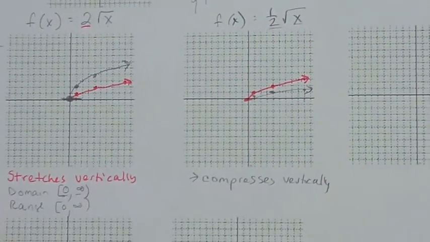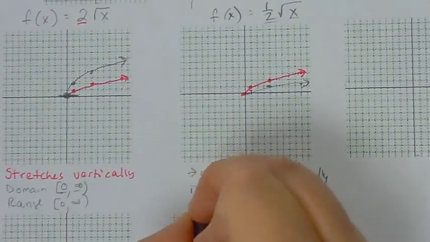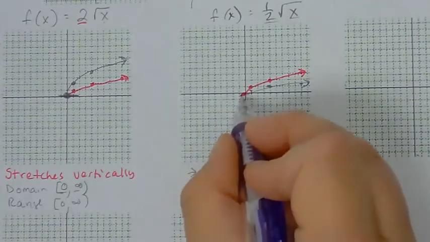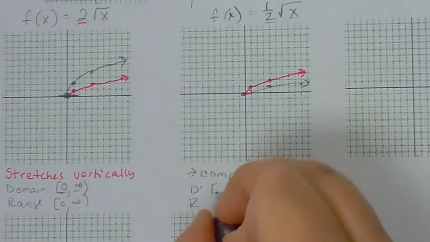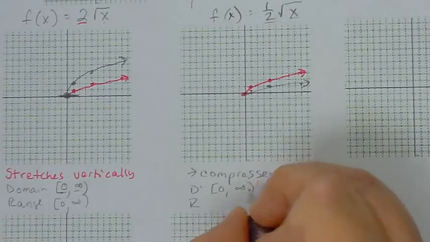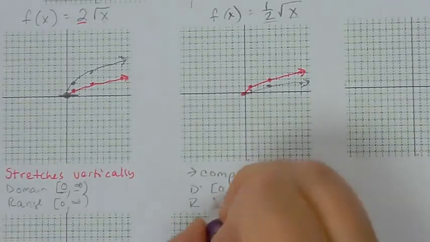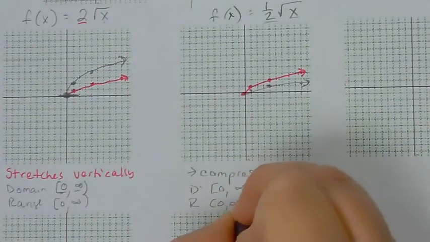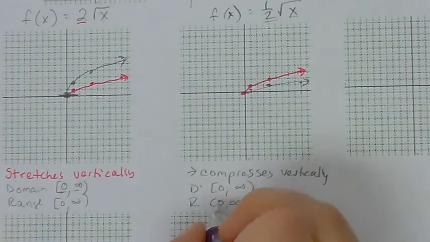And again, the domain and the range on this one is still going to stay the same. The smallest x value we have is 0. The biggest x value we have is infinity. And the range is also 0 to infinity. And this is a bracket.